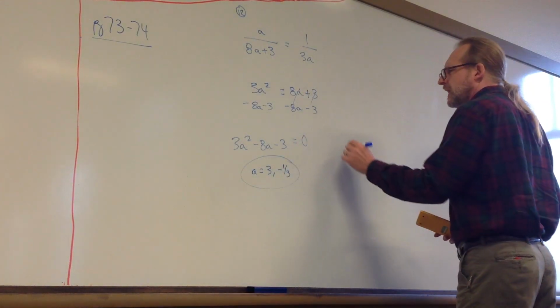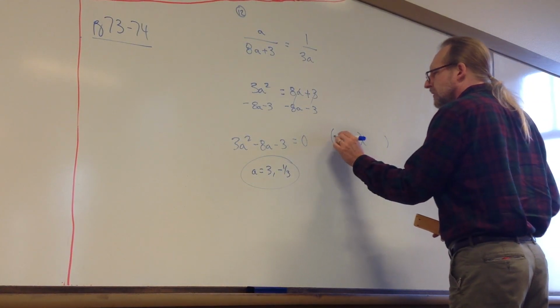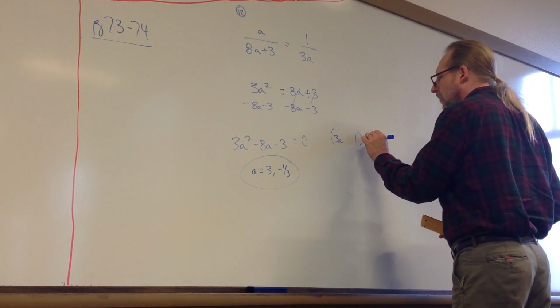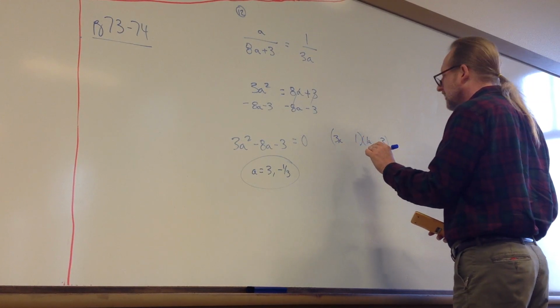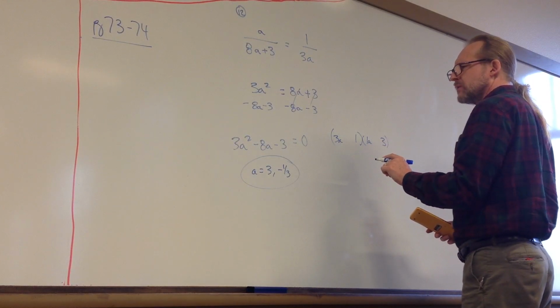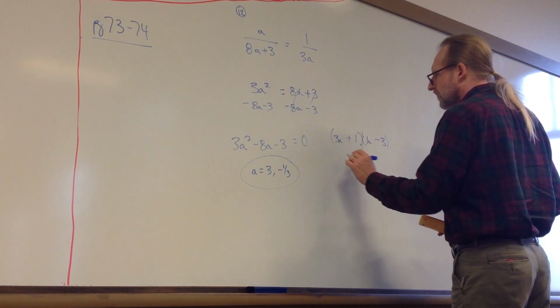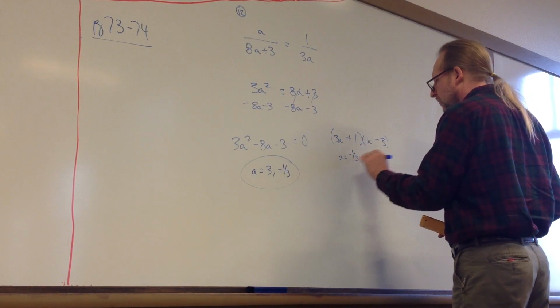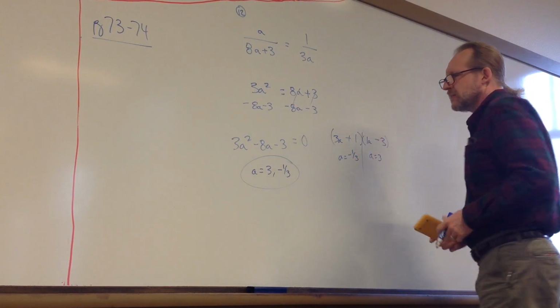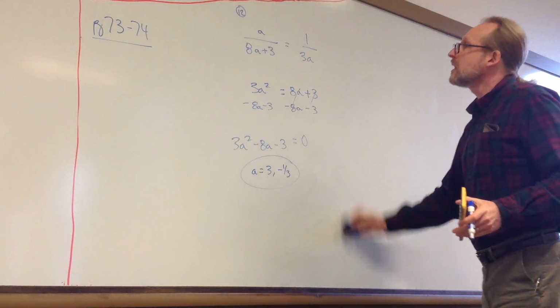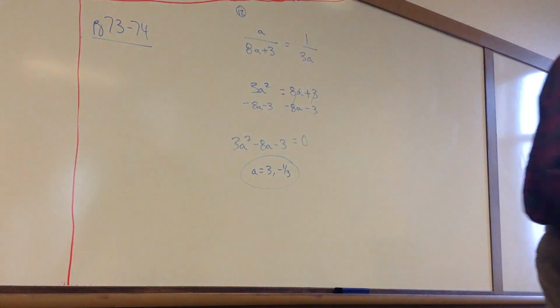And if you wanted to factor this, let's see, you would put 3a here, 3 here, 1a, 1, and what do we want here? Negative and positive. And so there's your a equals negative 1/3, and there's the a equals positive 3. Okay, so that's problem 12.